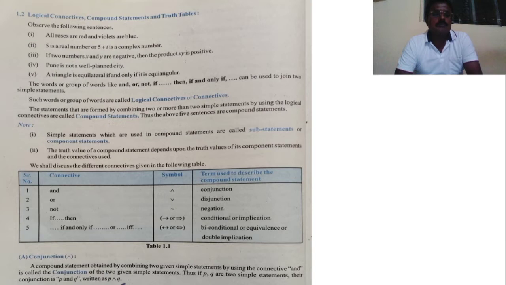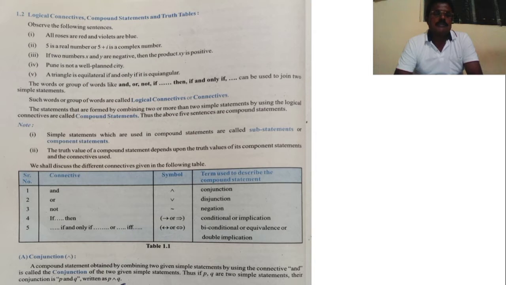We are given two simple statements connected by the connective or, and, if then, if and only if, and not. For these connectives we have to connect two simple statements. We are given compound statements, then we have to find their truth values.